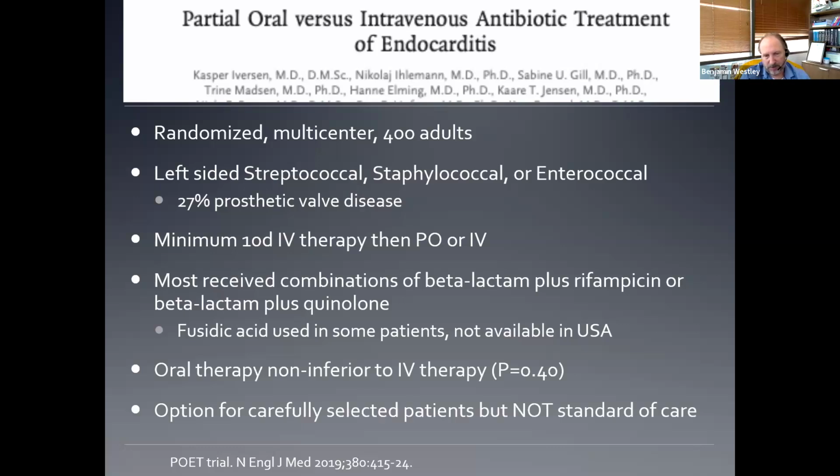And so this is something that when we struggle with IV therapy and feel like there are not many options other than to use oral therapy, we've been using this study to help guide us, but this has not become standard of care, and I think it's got a ways to go.